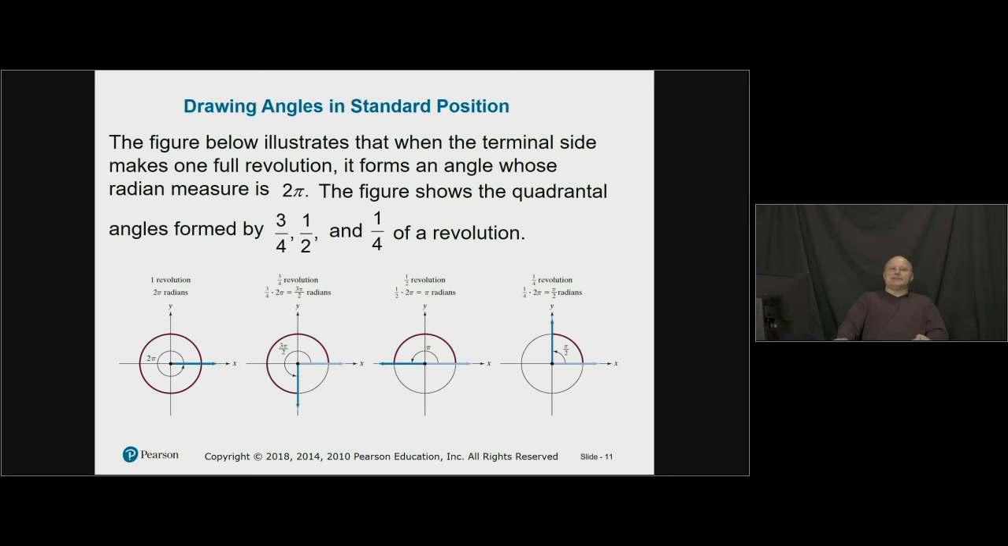So what if it's 1/4 of a revolution? Well, it's 1/4 of 2 pi. So that's pi over 2. And we can extend this a little bit more, and we will. I mean, what if it's half in the first quadrant? Well, then it's half of pi over 2. So that's pi over 4. And if you remember, pi over 4 was 45 degrees from a previous example.